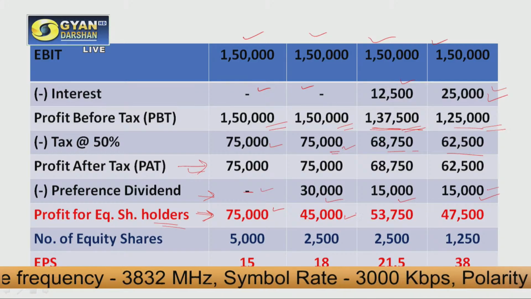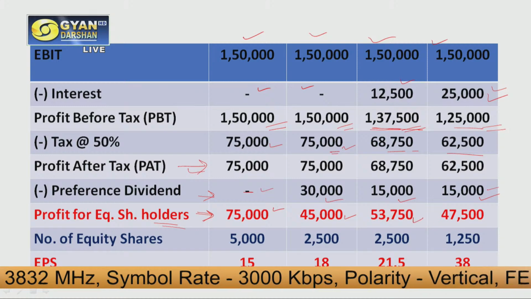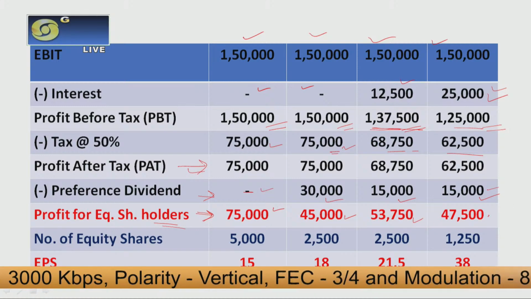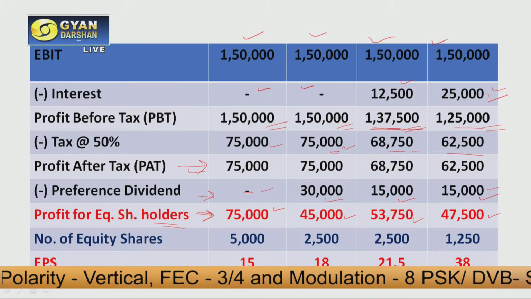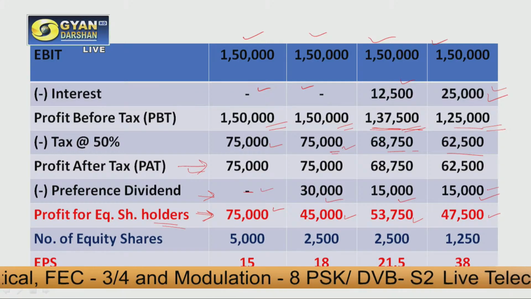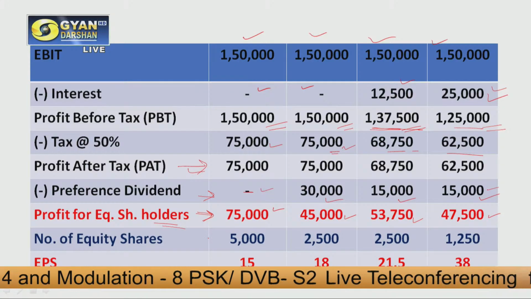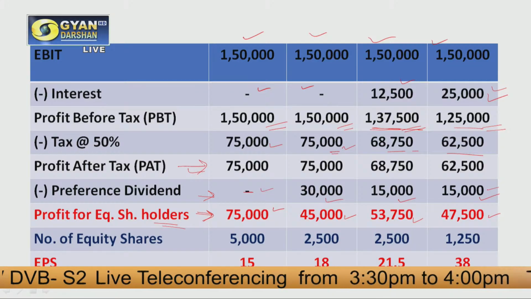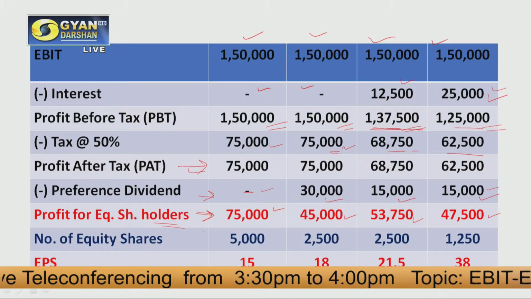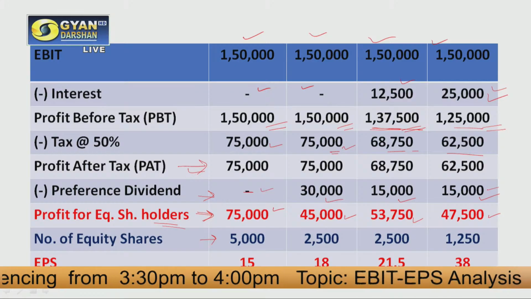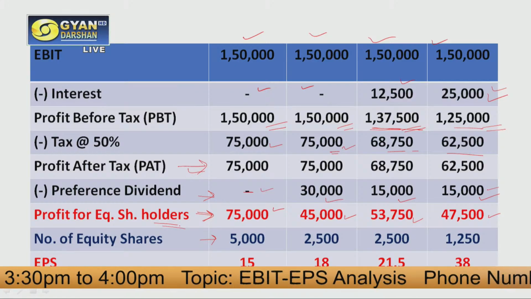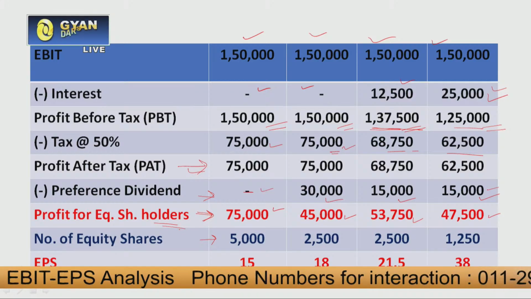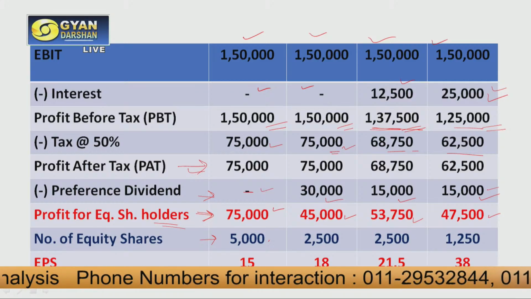In second case, it is 45,000. In third case, it is 53,750 rupees. In fourth case, it is 47,500 rupees. And in all the cases, like in case 1, we have 5 lakh as equity share capital and the price of the share is rupees 100. So number of shares can be calculated by dividing the share capital with the price per share. So in case 1, it is 5,000.